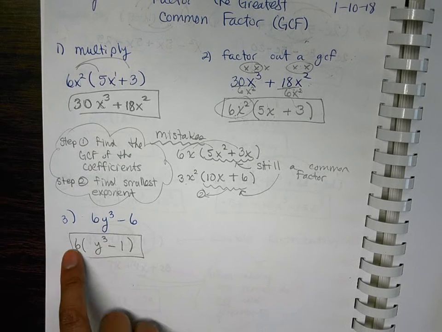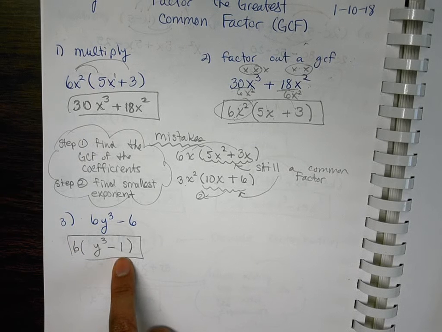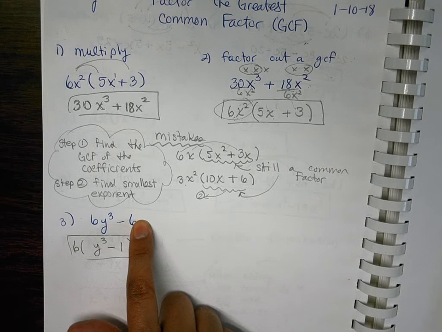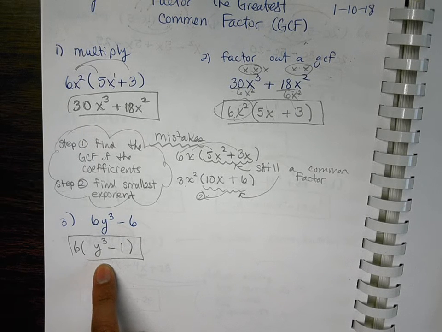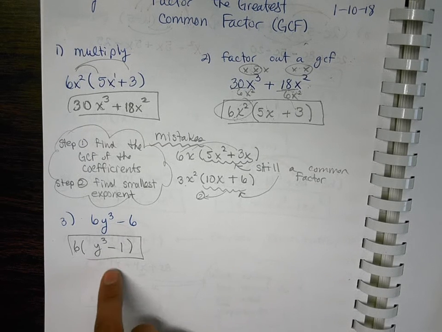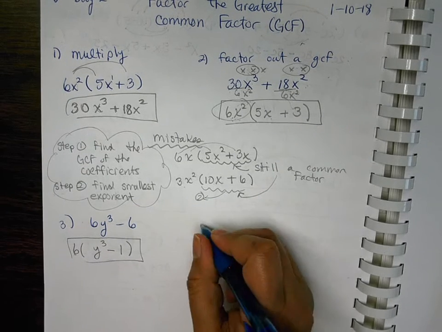What's 6 times y cubed? 6 times 1 or -1? And is there still a GCF in here? No. This actually is still factorable. You'll learn that one next year. Y cubed minus 1. But for now, we are done. All right.